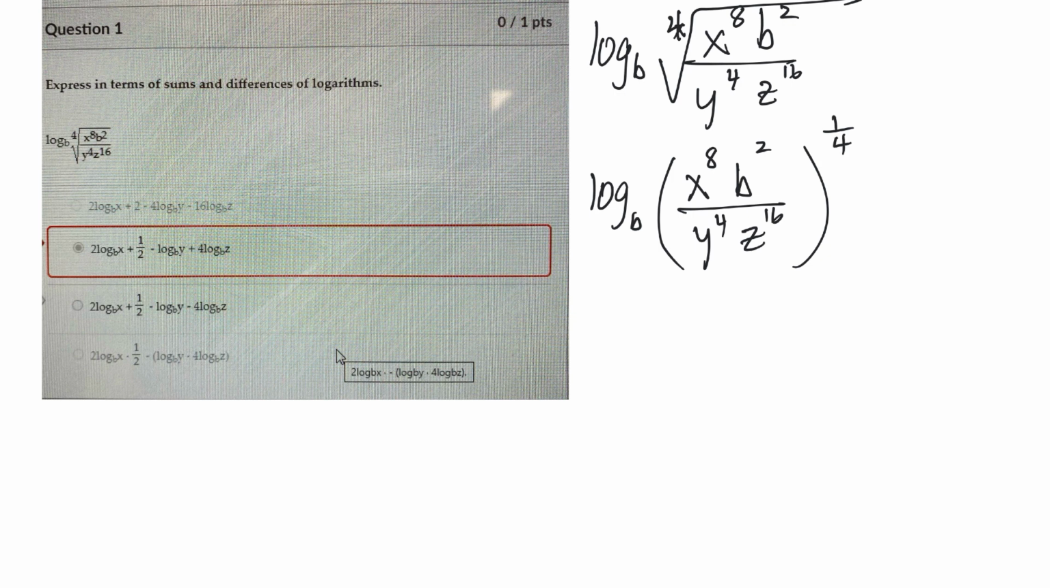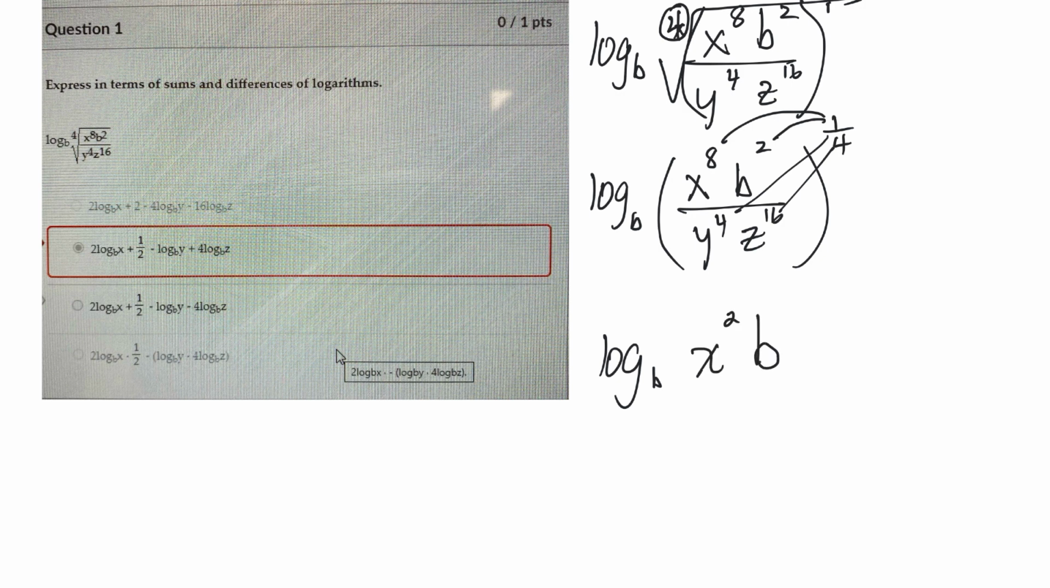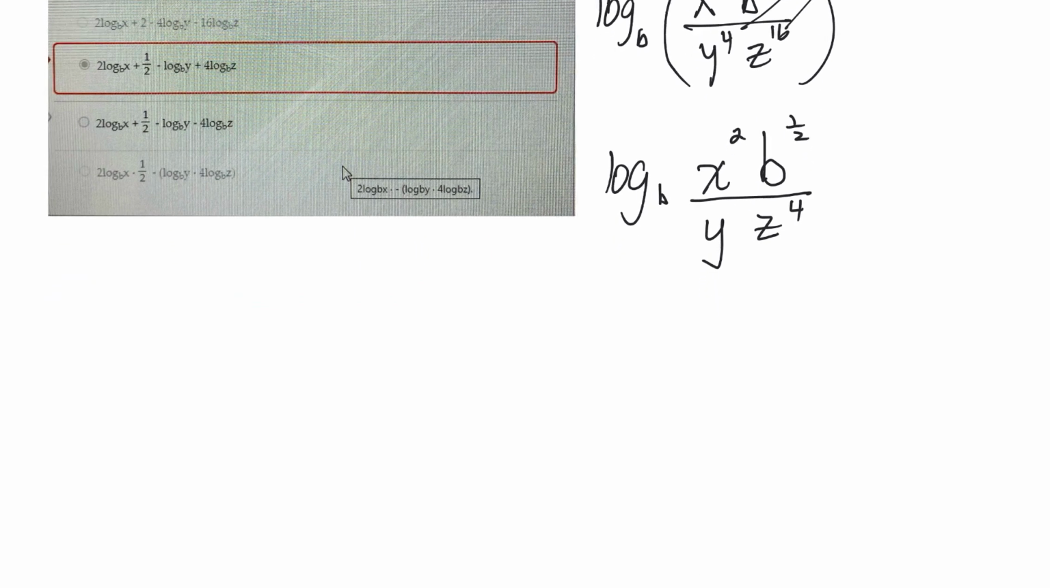The 4 comes from the radical, and the 1 comes from the exponent outside, which would be a 1. Now I'm going to apply that quarter to every exponent inside there. It's a power of a power, so it's multiply. So x, 8 times a quarter is 2. b, 2 times a quarter would be a half, over y, 4 times a quarter is 1, and z, 16 times a quarter is 4. So z to the 4th. Okay, feeling pretty good at that point, but that doesn't look like anything that they have.